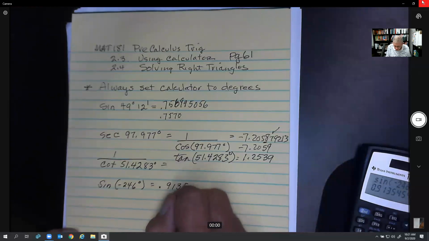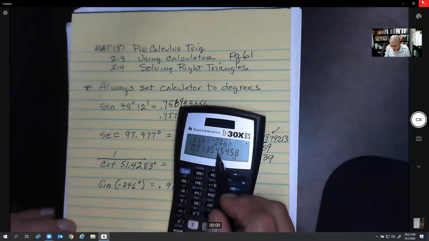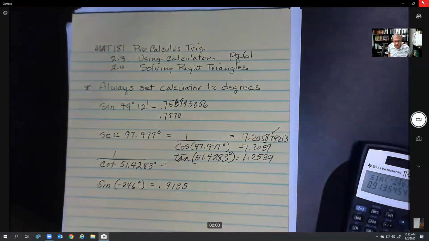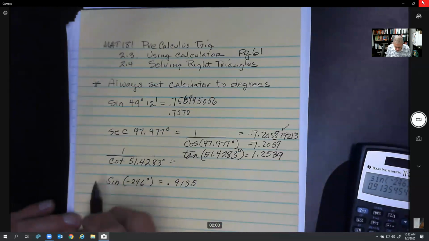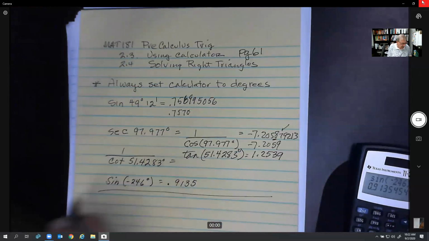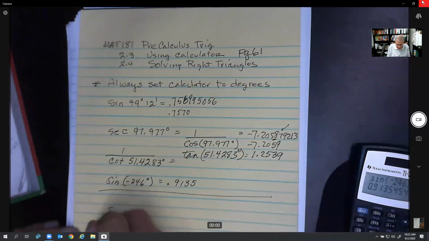0.9135. I'm not going to round it up because the next number is a 4, and that's a pretty small number. It's got to be 5 or bigger to round up. Okay, pretty cool. So this is a little fun with the calculator and not too hard. But on the next page, we have some interesting ones too, and these are a little bit tougher.